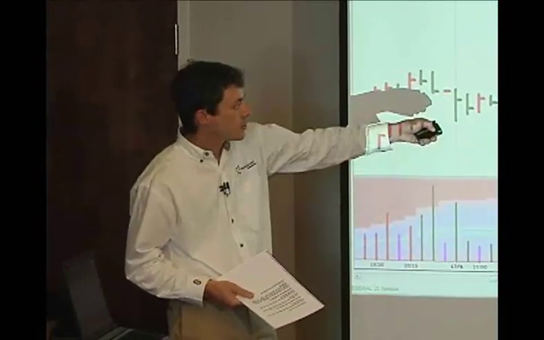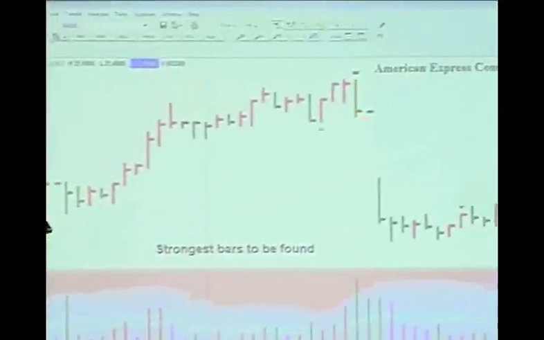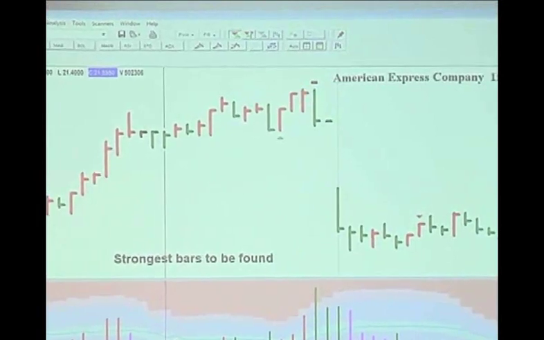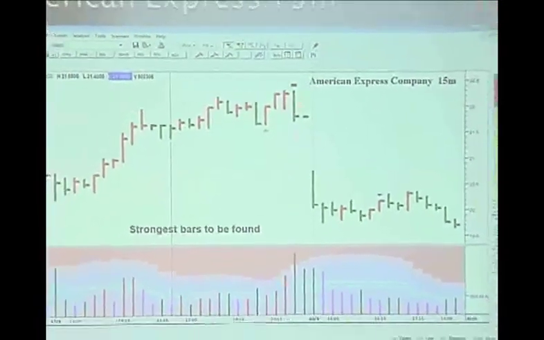So, as you can see, this weakness has appeared. You've got a wide spread down. See, that's not a test. You've got a down bar, close on the high, and the volume's really high. The next bar is down.